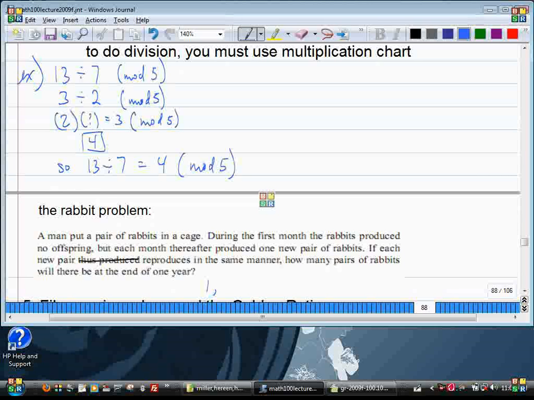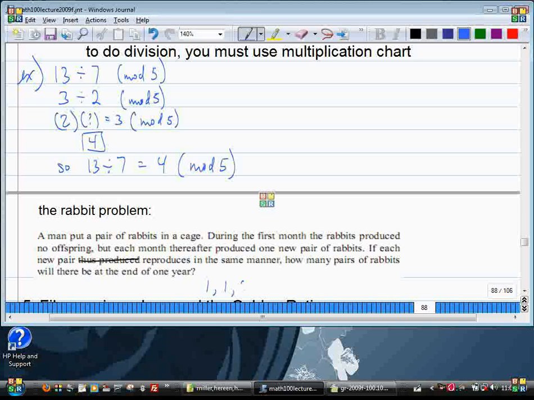Okay. 1 month later, how many pairs are there? There's 2 pairs. Does everybody see why that is? Right. So the old pair, we're going to call them the baby rabbits and the adult rabbits. Initially there was a pair of baby rabbits. They couldn't have offspring. But then they became adult rabbits. Now the adult rabbits have offspring, so now there are 2 pair.